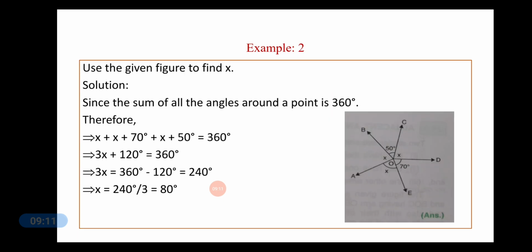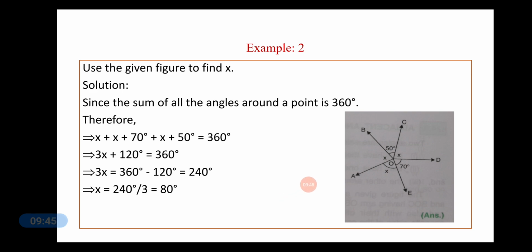Example 2. Now in this figure, there are three angles which are named as x. You will have to find out the value of this x. So how will you do it? As you have already studied, the sum of the angles around a point is equal to 360 degrees. So here you have a point O, and all the angles which are formed around it, the sum of all these angles will be equal to 360 degrees.